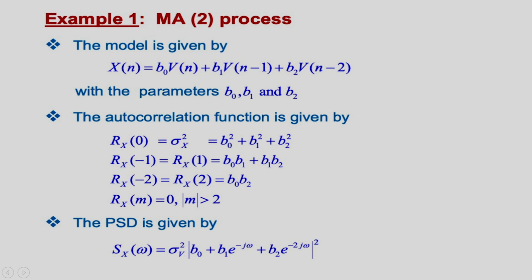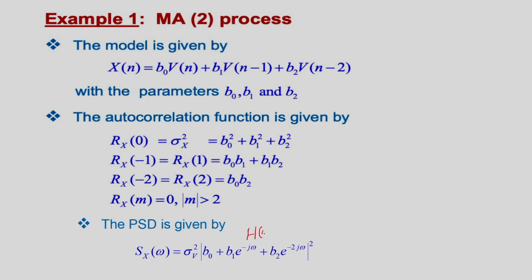The power spectral density will be given by sigma v square into, because the transfer function is b0 plus b1 into e to the power minus j omega plus b2 into e to the power minus j2 omega, mod of that whole square. So, that will be the mod of H(omega) square. This part is the mod of H(omega) square, and therefore, this is the expression for the power spectral density of a moving average process of order 2.